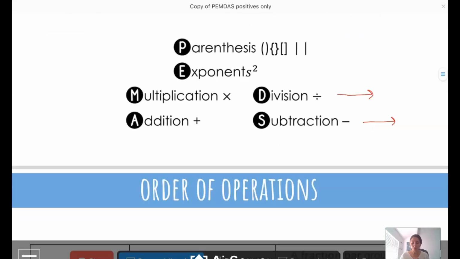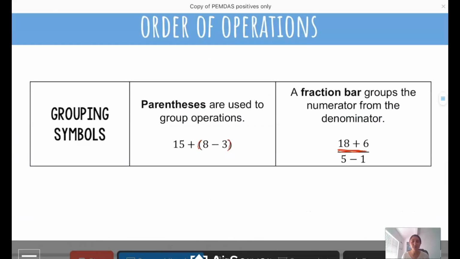Okay, so let's take a little bit more of a look at that. So parentheses, our first operation that we have to do in expressions, include all grouping symbols. Parentheses are used to group operations. So in this problem here, you see these parentheses are being used to group 8 minus 3. So we have to do everything inside those parentheses before we can add that 15. So we would do 8 minus 3 is 5, and then add the 15 to get our final answer as 20.